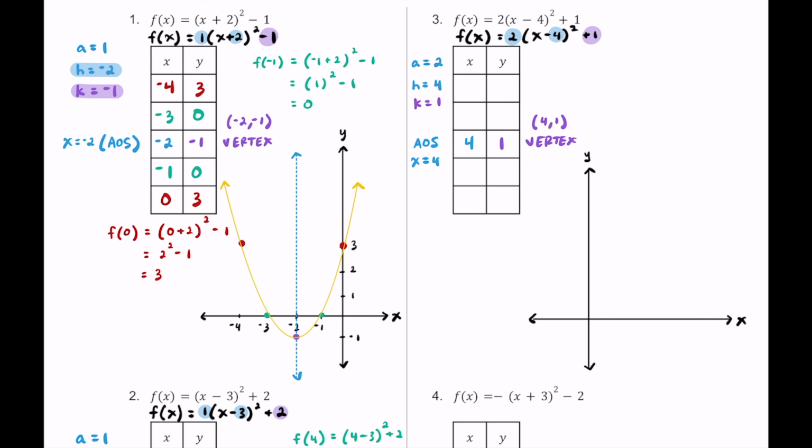Let's go ahead and take a look at this on a coordinate plane. Now we know that our AOS is going to be at x equals positive 4.